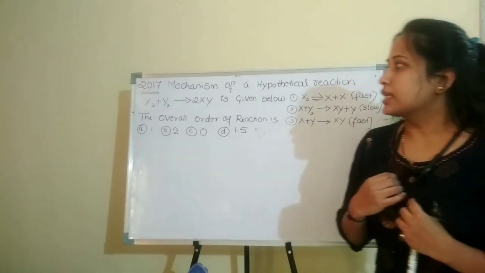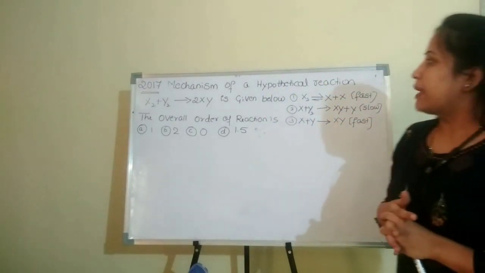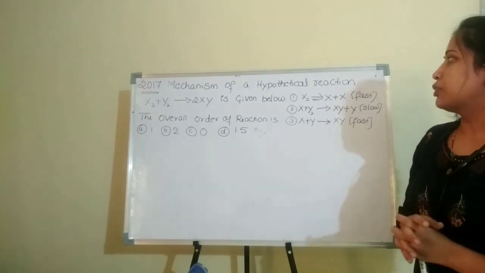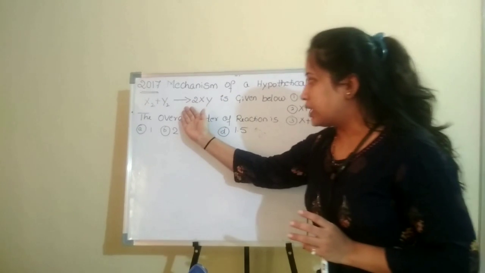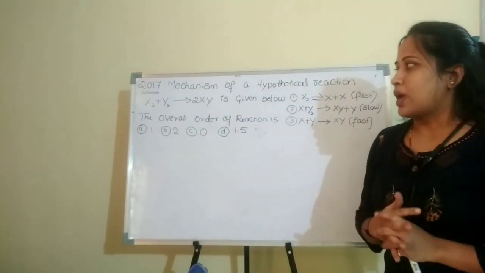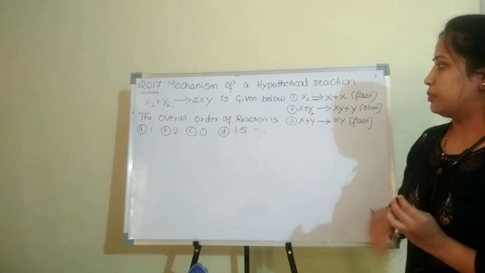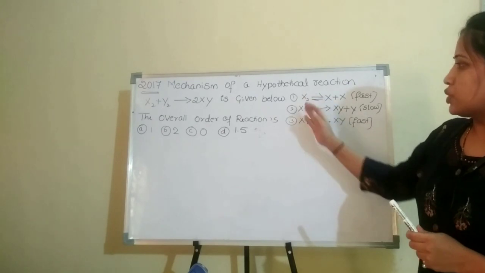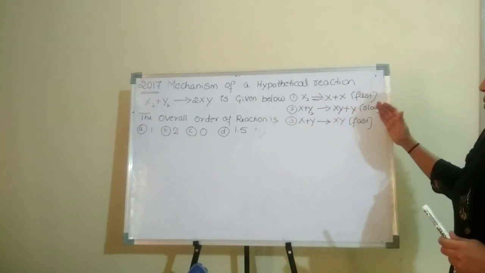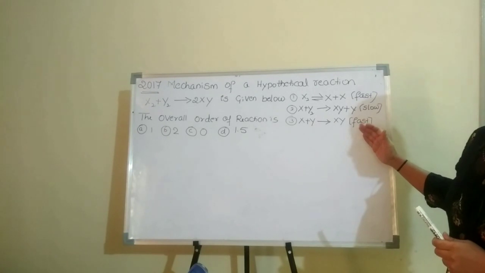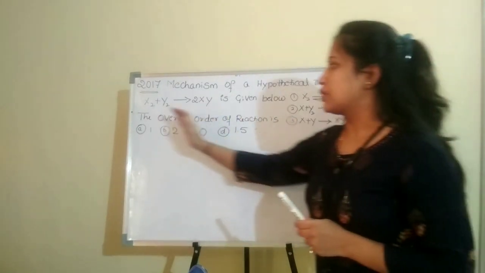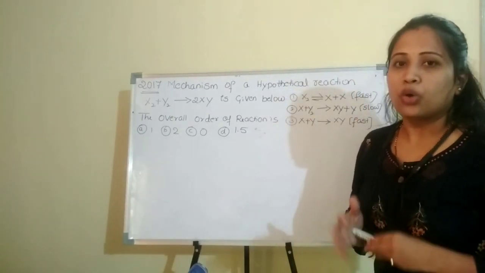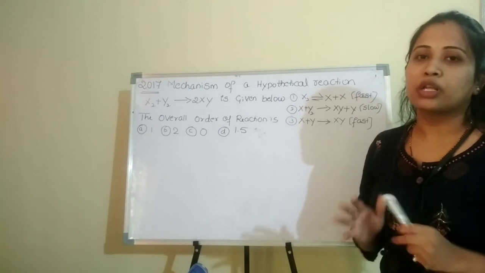Let us go with the next question of 2017, that is the mechanism of a hypothetical reaction. They have given a reaction, X2 plus Y2 gives 2XY, and the three steps given below are the mechanism. One step is fast, the second step is the slowest step, and the third step is again the fastest step. We need to calculate the overall order of the reaction, whether it is 1, 2, 0 or 1.5.